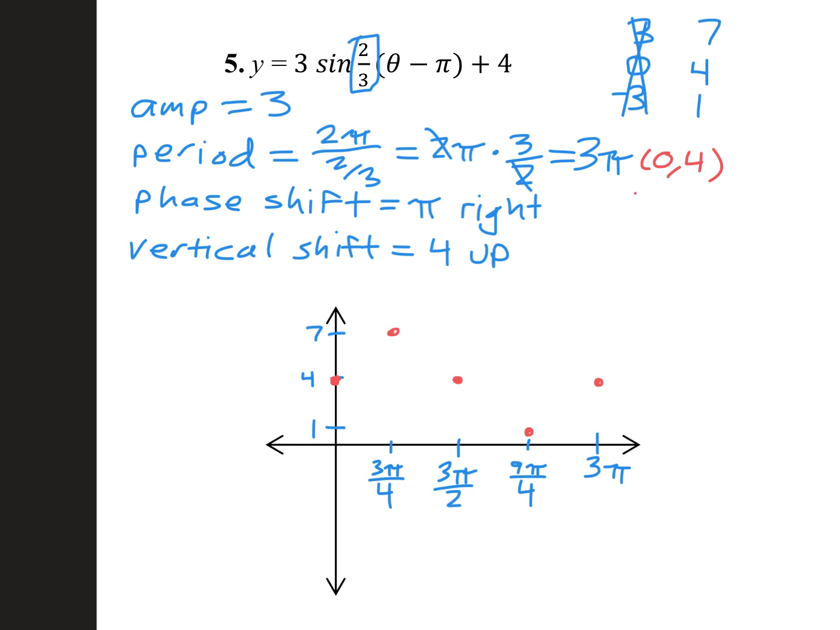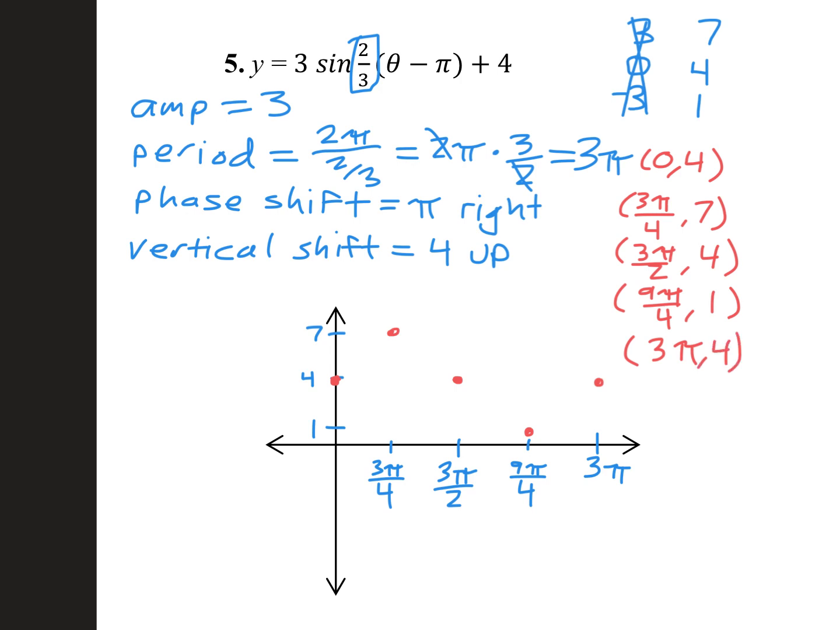Then the second coordinate was 3 pi over 4, 7. And then 3 pi over 2, 4. Then 9 pi over 4 with a y-coordinate of 1. And then 3 pi with a y-coordinate of 4. All right, so looking at our phase shift, and again, we already accounted for the vertical shift.